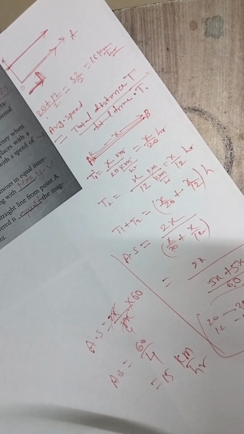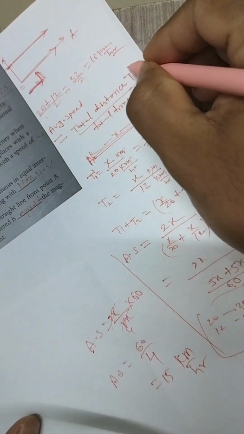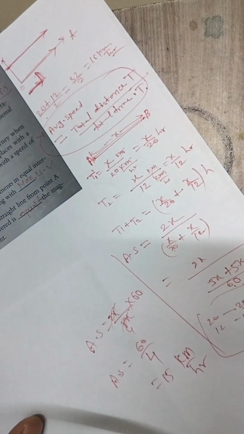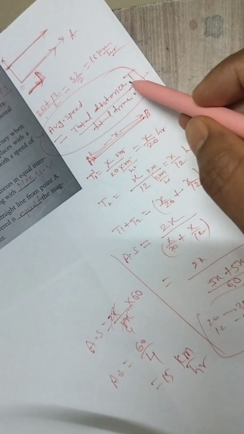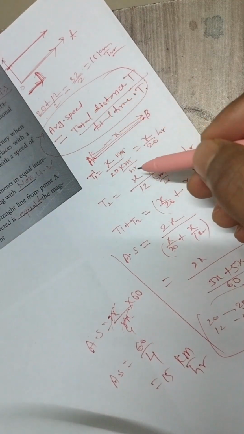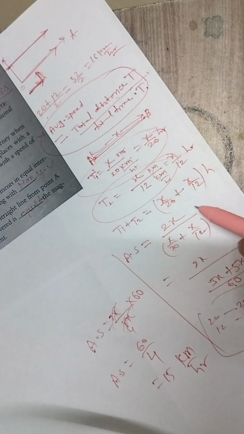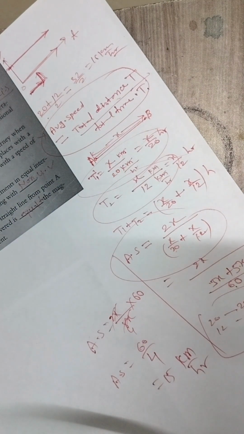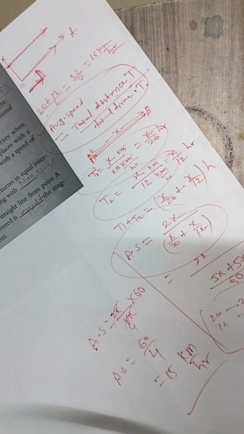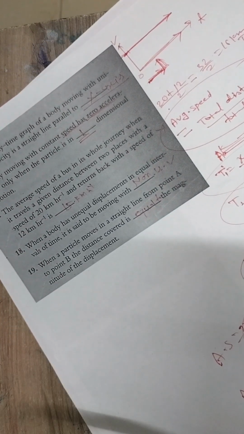So what I mean to say is, always keep it in mind that while calculating average speed, you must use average speed equal to total distance traveled divided by total time taken. Separately I have calculated the times t1, t2 and the total distance, divided it, solved it, and the correct answer came. Now come to the next.